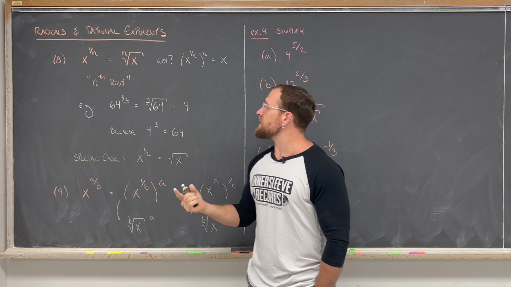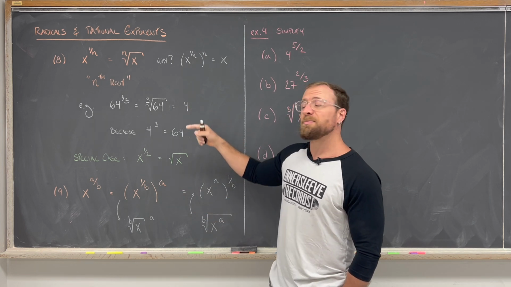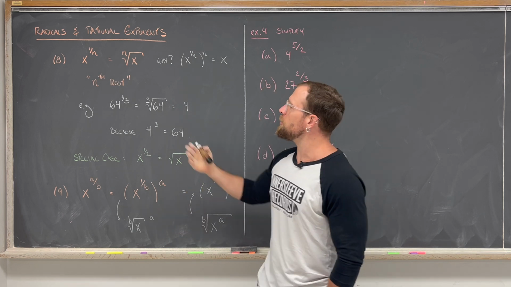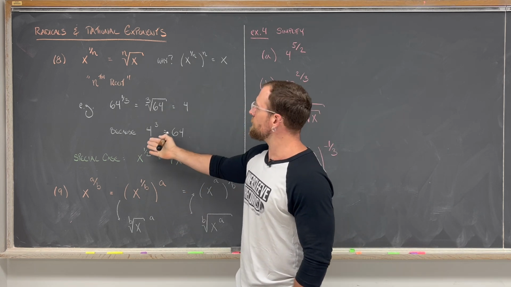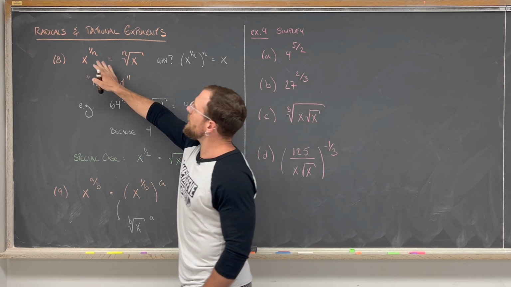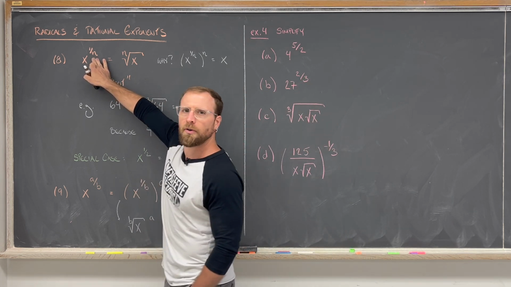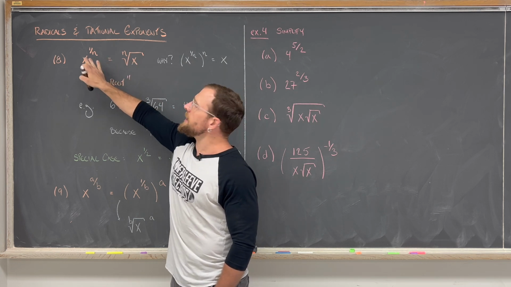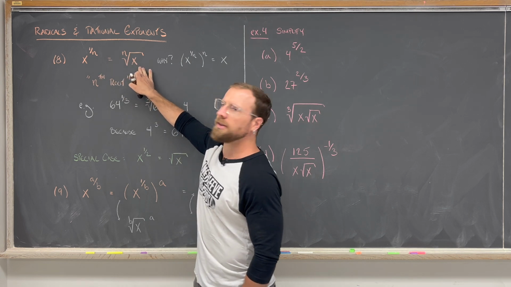And the cube root of 64 is 4. That's because 4 cubed is 64. That's what the cube root is. The cube root of 64 is 4 because 4 cubed is 64. Now, why do we have an exponent of 1 over n taking the place of the nth root of x? Why is that what this is? Why is x to the 1 over n equal to the nth root of x?